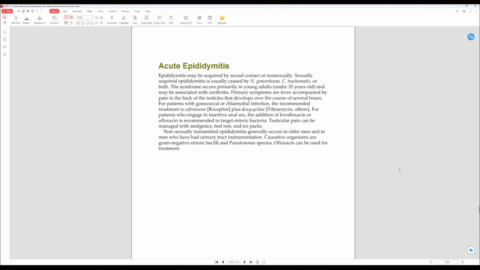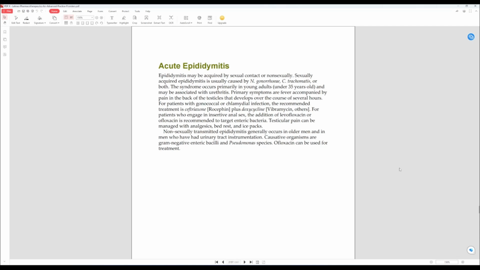Acute epididymitis. Epididymitis may be acquired by sexual contact or non-sexually. Sexually acquired epididymitis is usually caused by N. gonorrhoeae or C. trachomatis, or both. The syndrome occurs primarily, again, in young adults under the age of 35 and may be associated with urethritis. Primary symptoms are fever, accompanied by pain in the back of the testicles that develops over the course of several hours. For patients with gonococcal or chlamydial infections, the recommended treatment is ceftriaxone plus doxycycline.